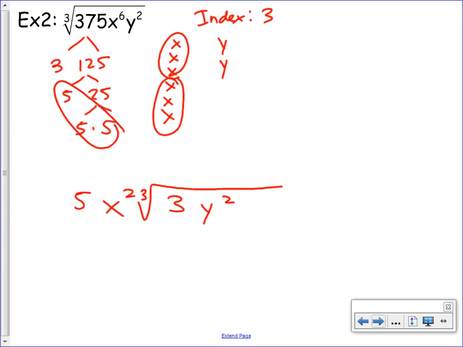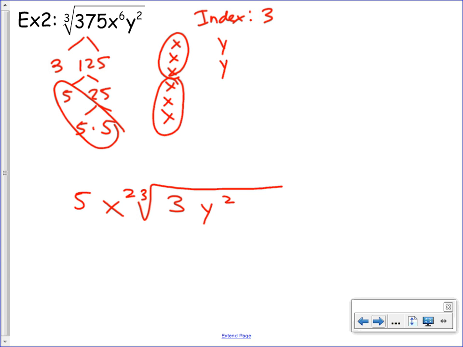Okay, so the first 2 I showed you how to do by hand. The next 2, go ahead and try to use the calculator for it and use our new move. So for example, if the index is 3, you're dividing 3 into 6. So 6 divided by 3 is 2. That's why there's 2 x's that come out. So the index just divides into the exponent.